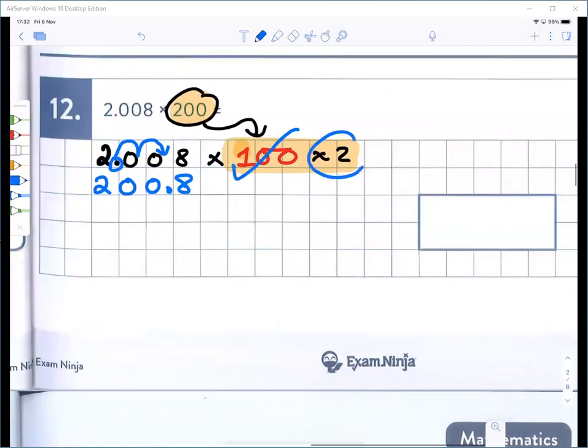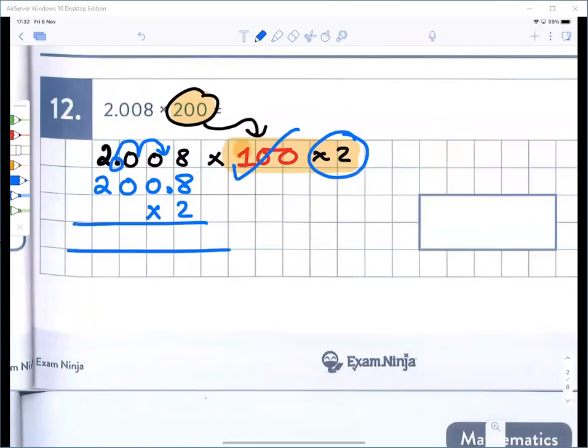Then you times by 2. Then you do 8 times by 2 is 16. Then that's 6. Then put 1. Then 0 times by 2 is 0. And then 2 times 2 is 4. Okay, what's missing from the answer? Decimal point. Where does it go? Between the 1 and 6.